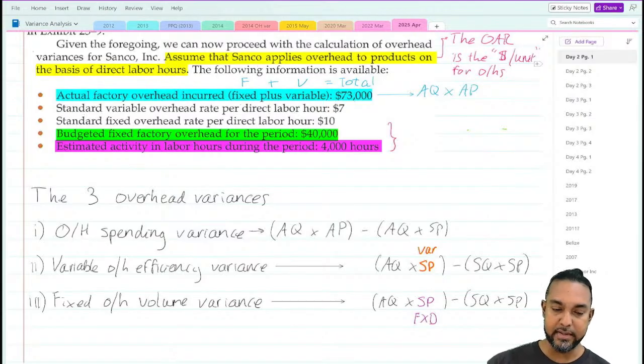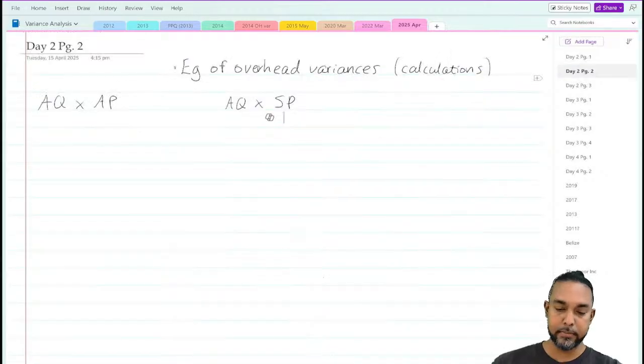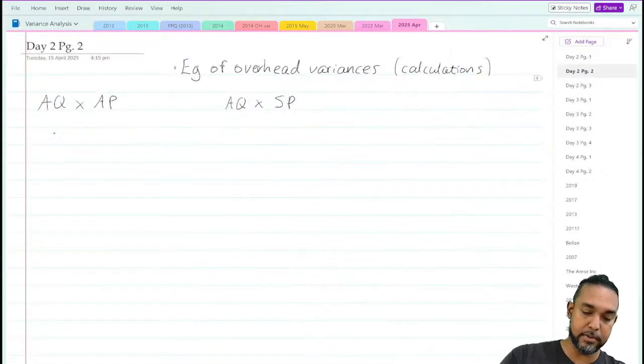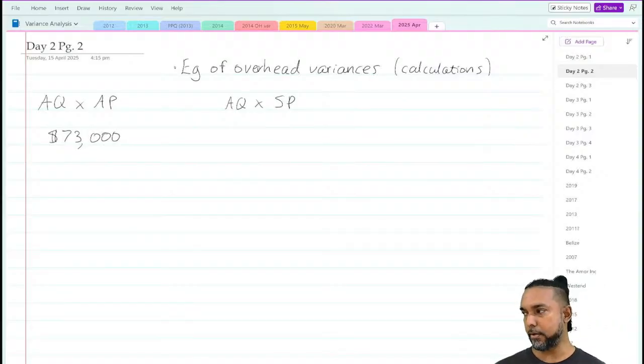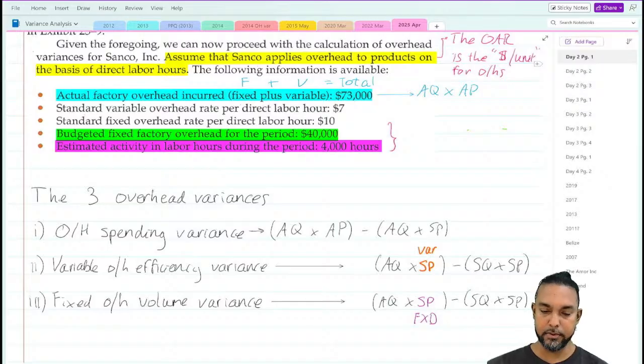Okay, all right. So highlighted in the kind of blue there, actual factory overhead incurred, fixed plus variable is 73. That's your actual, all right? So we're gonna put that there. So that's 73,000, right? And we're gonna add some more context for that.